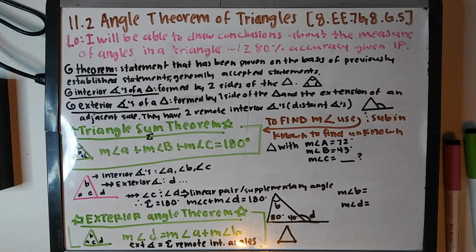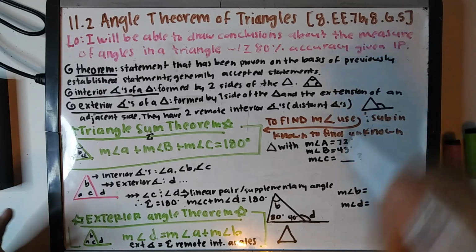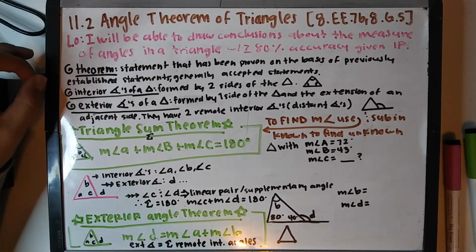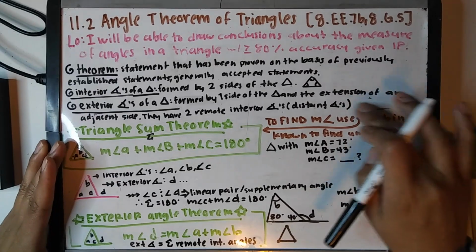Interior angles are all the angles inside of a triangle, and they're formed by two sides of the triangle. So a triangle has 1, 2, 3 interior angles only. Okay. Exterior angles of a triangle are formed by one side of the angle and the extension of an adjacent side. So let me go over that really quick.